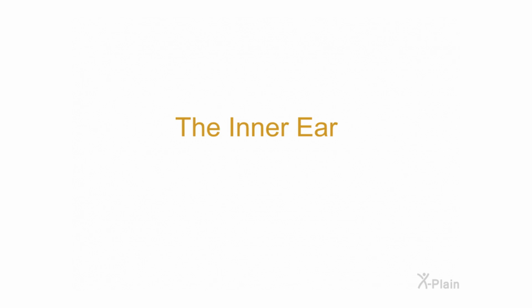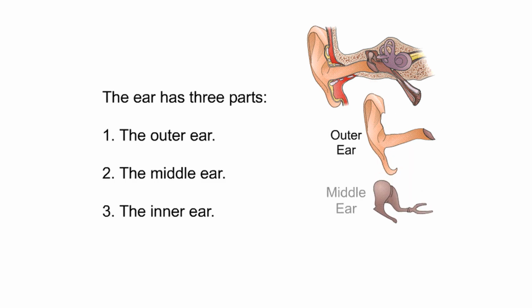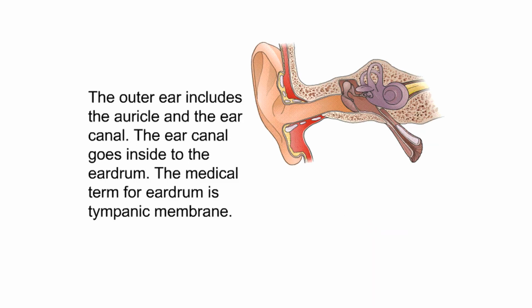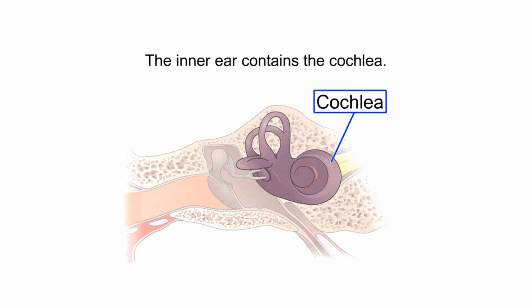The inner ear. The ear has three parts. 1. The outer ear. 2. The middle ear. 3. The inner ear. The outer ear includes the auricle and the ear canal. The ear canal goes inside to the eardrum. The medical term for eardrum is tympanic membrane. The middle ear is made of three small bones called the ossicles. The inner ear contains the cochlea.